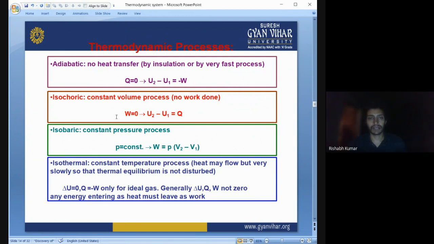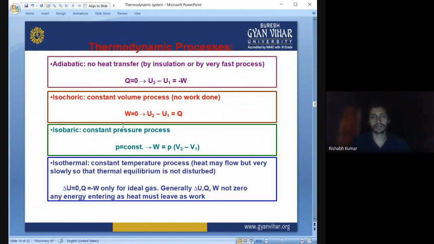So whatever heat is provided or exchanged between the system and the surrounding will result in a change in temperature, because there is no loss or gain of energy in the form of work, because your delta W is zero. So all the gain or loss of energy will be represented in the form of temperature change. Okay, in the case of isobaric process, isobaric means your pressure is going to be constant.